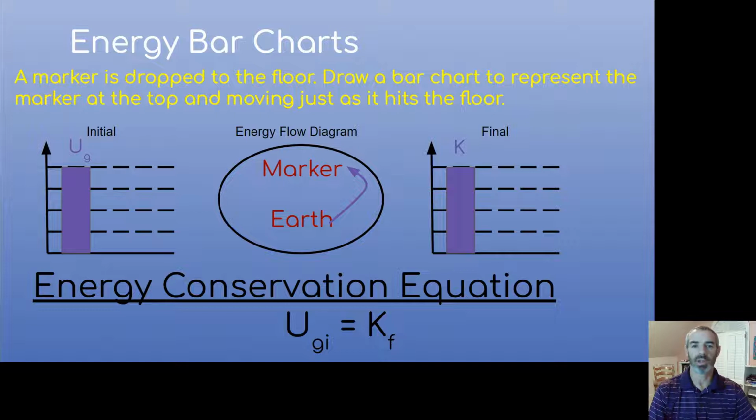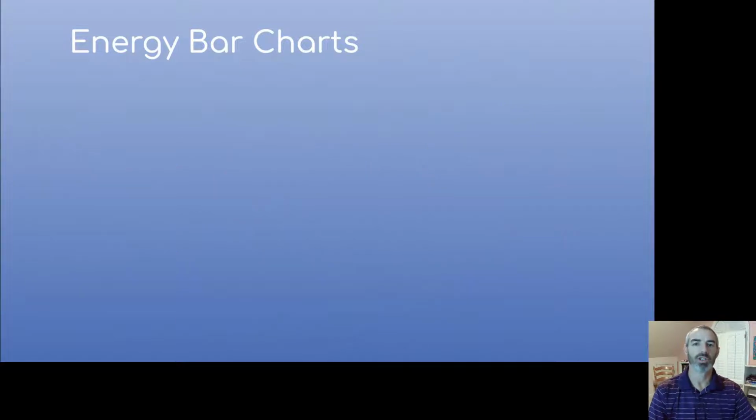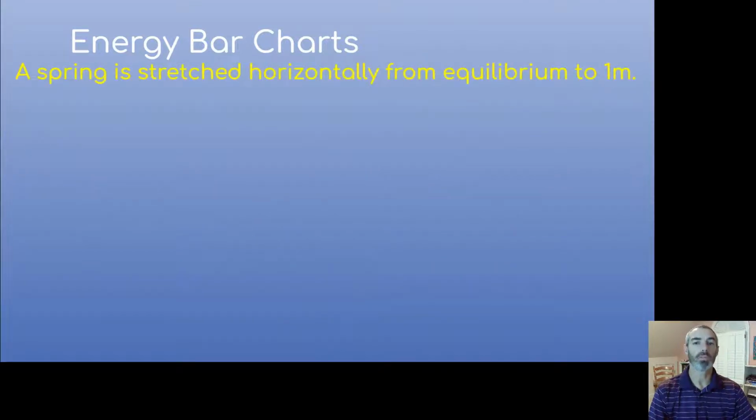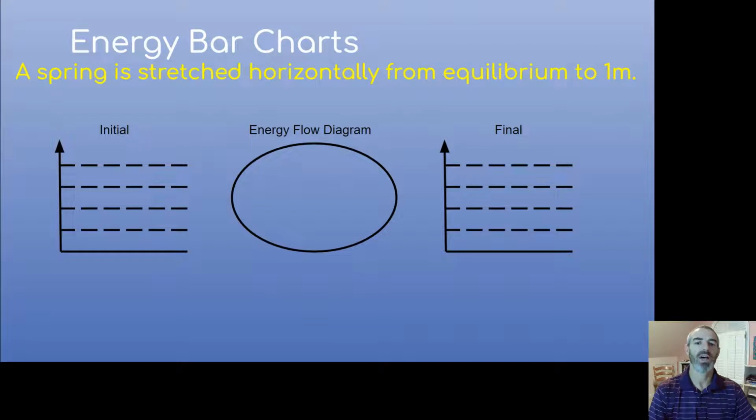Now let's look at a different example. This one, we have a spring stretched horizontally from equilibrium to 1 meter, like we did in the Hooke's Law lab. So we start with our system, and our system is defined as the spring and the earth. Since the spring doesn't really change height, we could omit the earth. I like to put the earth in the system each time so I don't forget it.